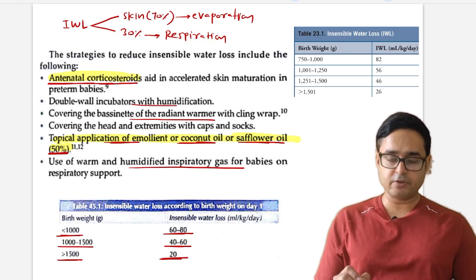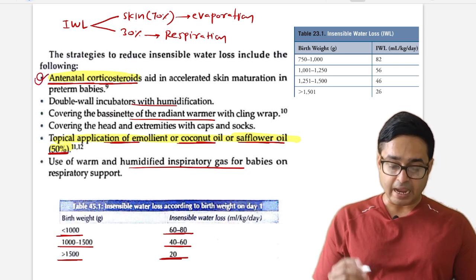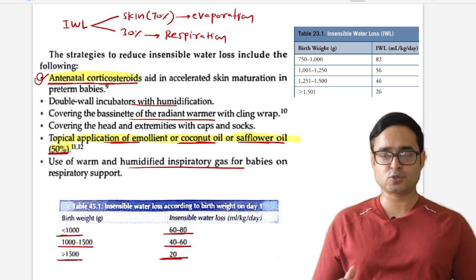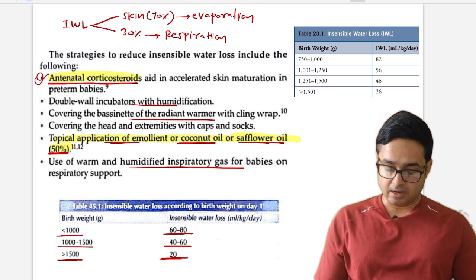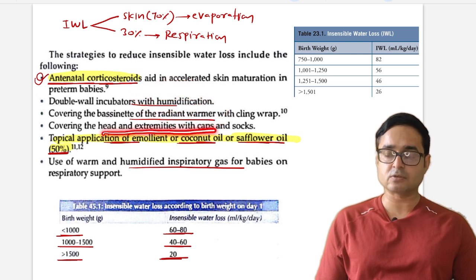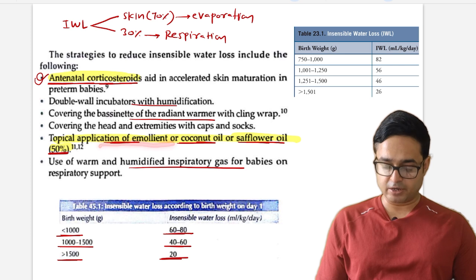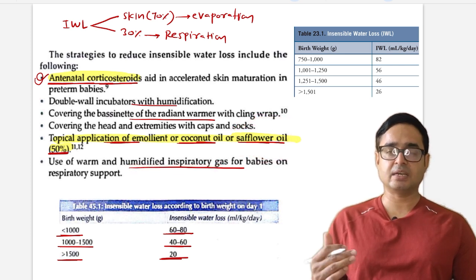Also, how can we reduce insensible water loss? Important: antenatal corticosteroids aid in accelerated skin maturation in preterm babies, which leads to decreased insensible water loss. Very important. Others we know: double wall incubators, radiant warmers, covering the head and extremities with cap and socks, topical application of emollients, coconut oil or safflower oil, and humidification of inspiratory gases.